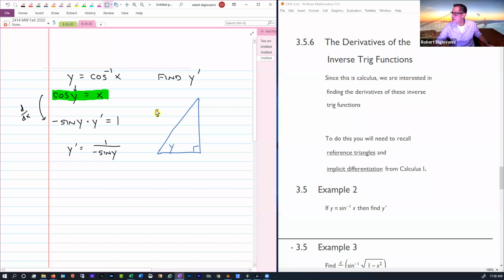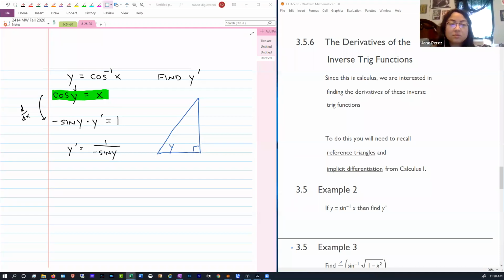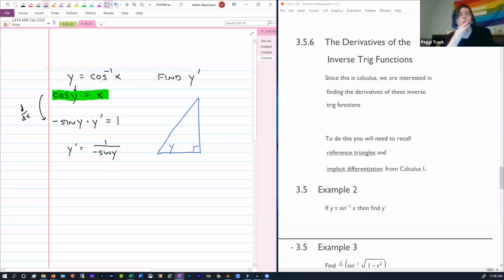So who wants to tell me, let's see here. I'm trying to get through everyone today. Peggy, is Peggy here? Yeah. Can you tell me how to label this triangle? Like what's the value of the hypotenuse, the adjacent side? I think the adjacent side would be x and the hypotenuse would be 1.